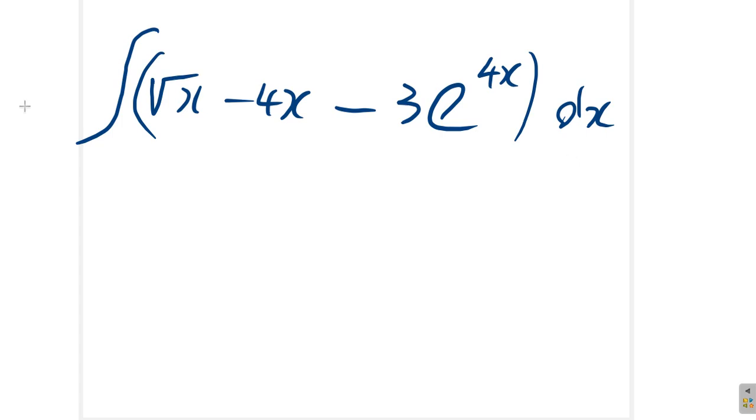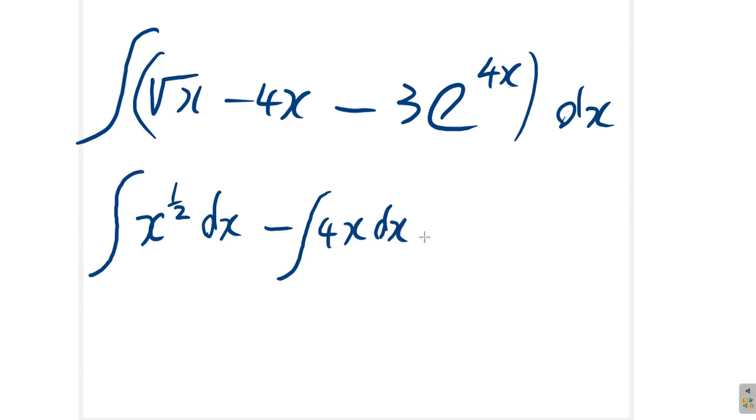Let us see. Now, here, you can break this up into different parts and write the square root of x as x to a power. So you have the integral of, you have to remember when you find the square root of x, it's the same as x to the half, alright? And dx, x is the variable, minus the integral of 4x dx, minus 3 times the integral, you can put the 3 outside the integral sign, 3 integral of e to the 4x dx, and you do the integration of each part separately.